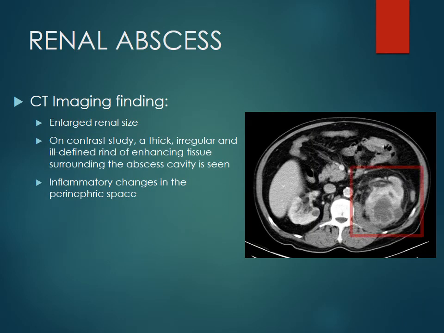CT scan findings of renal abscess would include an enlarged renal size due to the presence of abscess. On contrast study, a thick irregular enhancing tissue may be seen surrounding the abscess cavity, and as shown in the image on the right side, the left kidney shows a thick irregular enhancing tissue on post-contrast studies. There would also be inflammatory changes in the perinephric space identified as perinephric fat strandings.